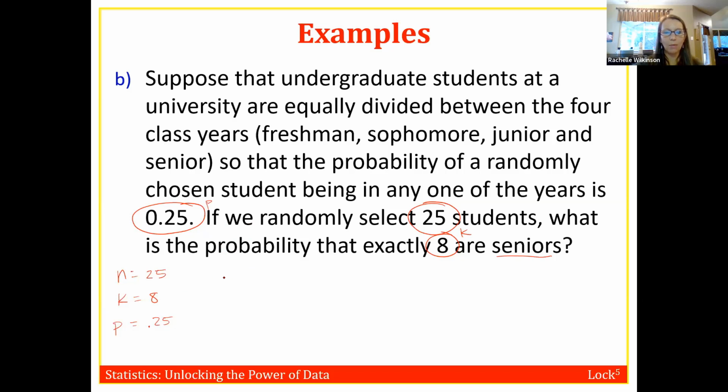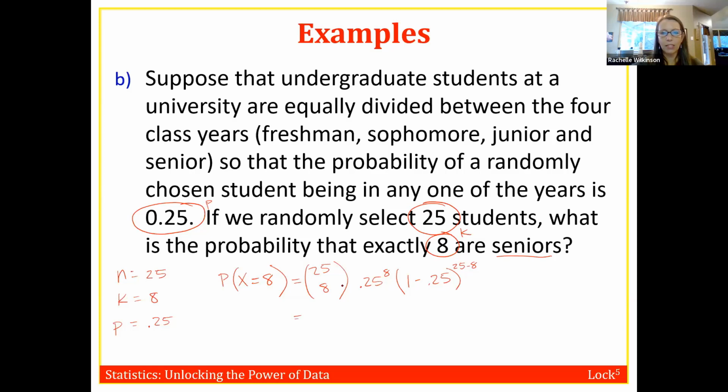All right, so now I'm going to write out my formula here. So I'm looking at the probability that X is equal to 8. And that's going to be N choose K. So that's going to be 25 choose 8 times P, which is 0.25 raised to the 8 times 1 minus 0.25 raised to the 25 minus 8.